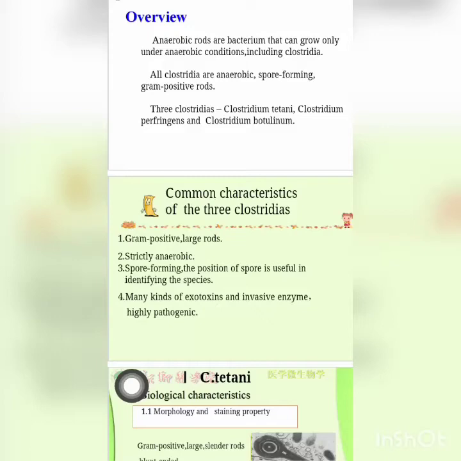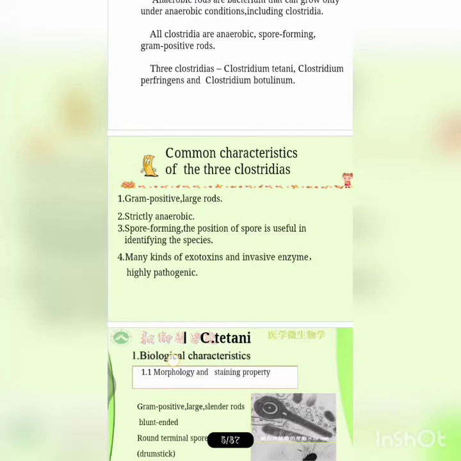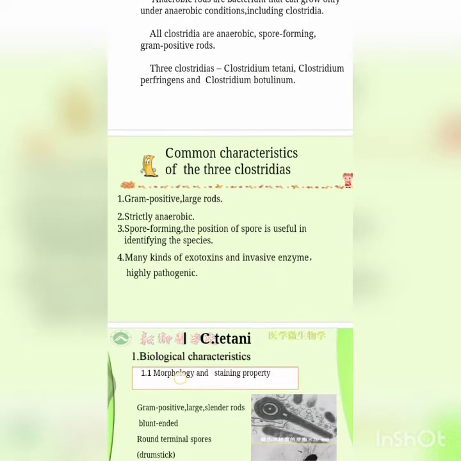Everyone, welcome back to the channel. Today we are going to see Clostridium tetani. We are going to see the three Clostridia, that is Clostridium tetani, Clostridium perfringens and Clostridium botulinum. In this video we are going to see Clostridium tetani.